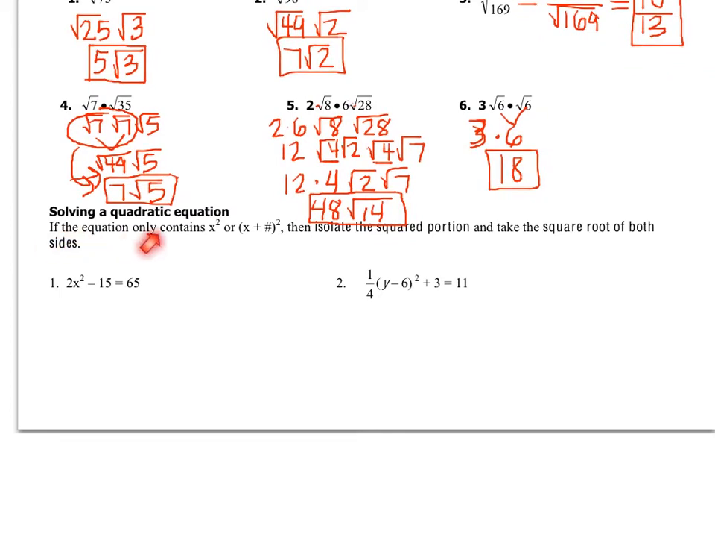Okay, so if the equation only contains x squared, or in parentheses, x plus a number, the quantity squared, then we isolate, or get alone, the squared portion, and take the square root of both sides. So this only has an x squared, so I need to get it alone. I need to move the 15 over here and the 2 over here. This has y minus 6, the quantity squared. So I'm going to get this whole thing alone by moving the 3 over and the 1/4 over. And then I'll take the square root of both sides.